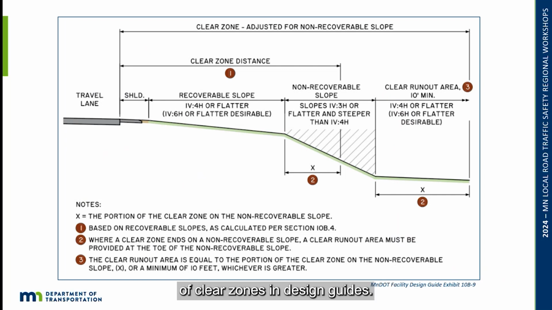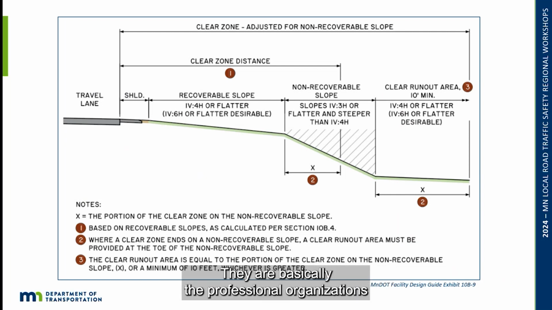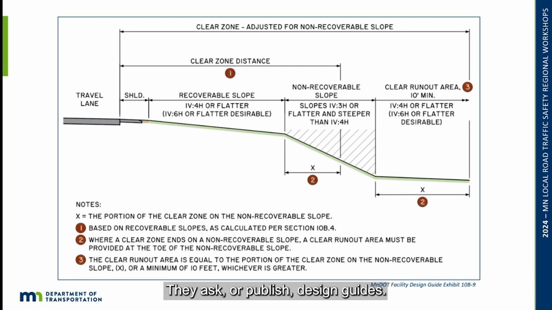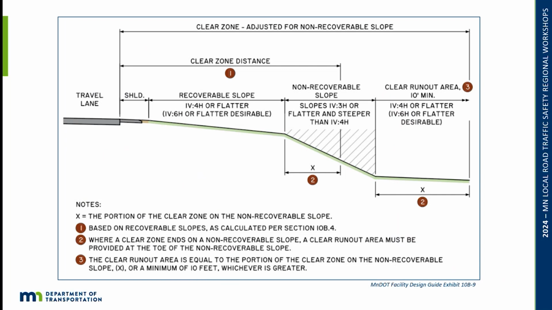The first mention of clear zones in design guides, and there's an association, AASHTO, the American Association of State Highway and Transportation Officials. They are basically the professional organization that represents the 50 state DOTs. AASHTO publishes design guides. The first mention of a clear zone was in the 1967 roadside design guide, which engineers called the Yellow Book because it had a yellow cover.